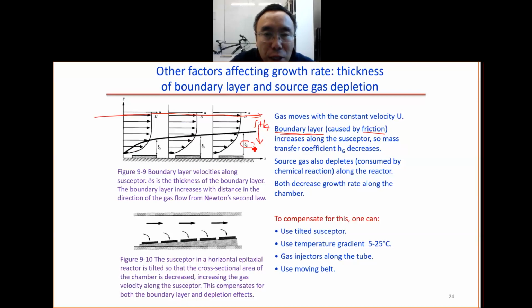So we have a thicker boundary layer, so the diffusion of the reactant gas to the wafer surface will be slower. That means the deposition rate here will be slower than the deposition rate here, because here we have a smaller boundary layer. And also the source gas gets depleted along the reactor. So this makes deposition here slower than here, because the gas got depleted along the reactor.